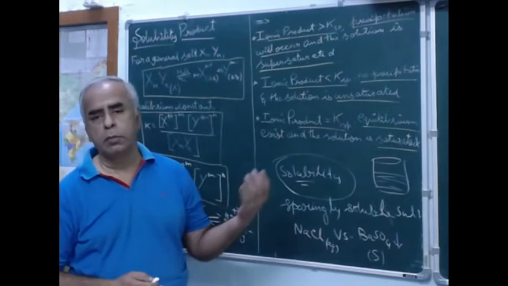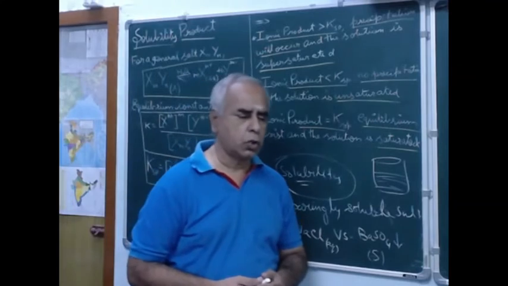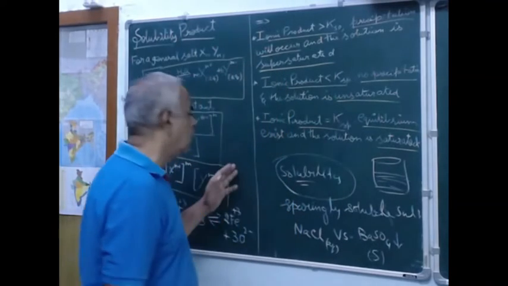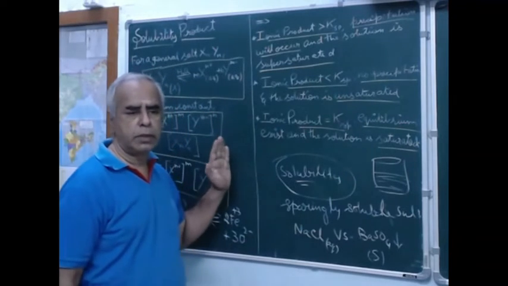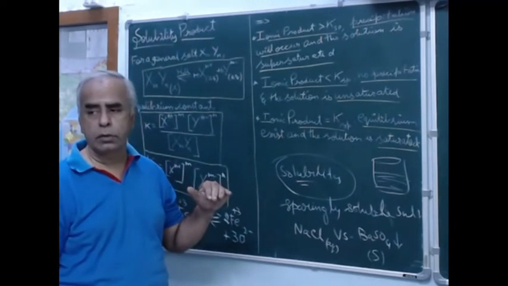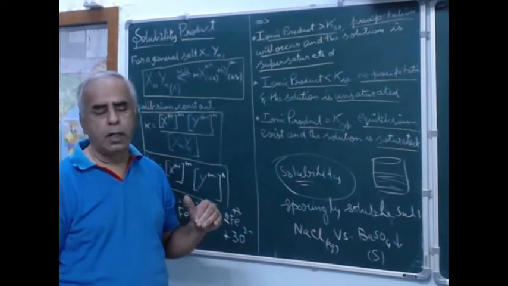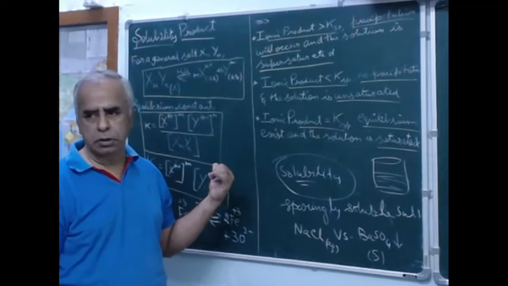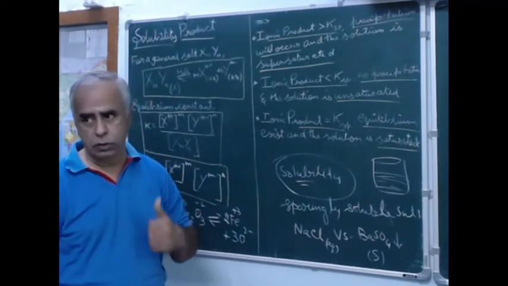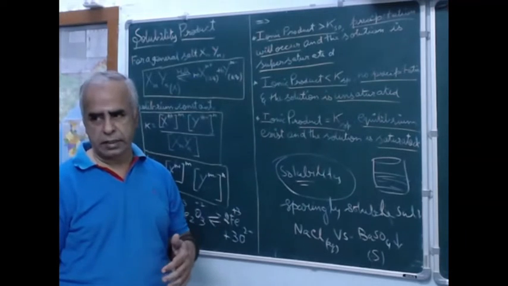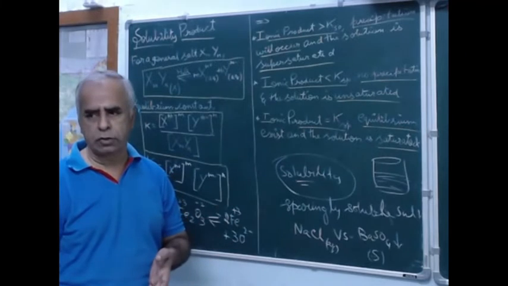And you may ask me, what about alpha? Alpha is nothing but the degree of dissociation. In C alpha, alpha is 1 in the case of strong electrolytes, and that is why we directly take the concentration term. In the case of weak electrolytes, we have to consider alpha also. For example, acetic acid, ammonium chloride, ammonium hydroxide are all weak electrolytes.